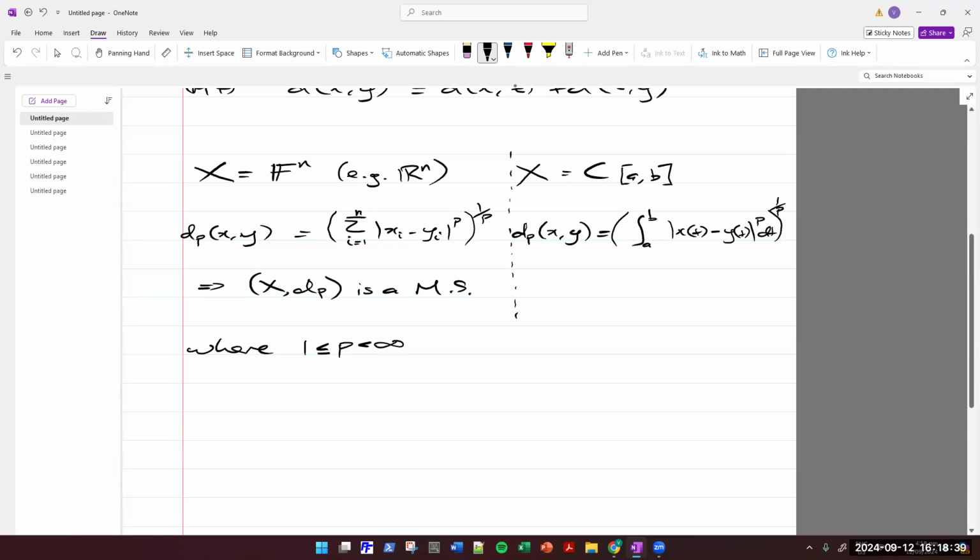It's very similar to the one before, except instead of a summation, because I don't have n-tuples anymore, I need to replace that with an integral. So again, X with this metric is a metric space. We're going to prove this one, the one for continuous functions. Okay, so this is what we're going to prove.